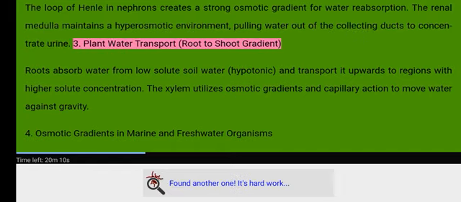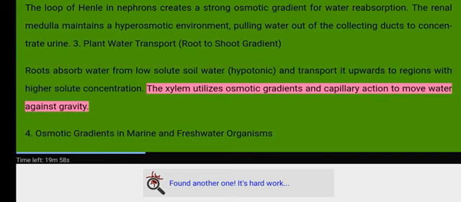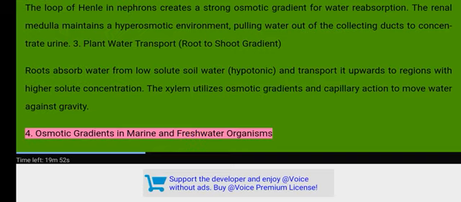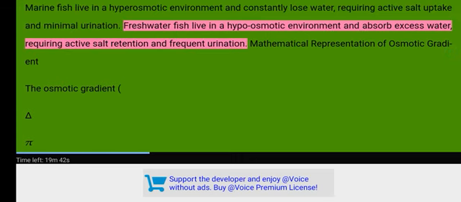3. Plant water transport, root to shoot gradient. Roots absorb water from low solute soil water, hypotonic, and transport it upwards to regions with higher solute concentration. The xylem utilizes osmotic gradients and capillary action to move water against gravity. 4. Osmotic gradients in marine and freshwater organisms. Marine fish live in a hyperosmotic environment and constantly lose water, requiring active salt uptake and minimal urination. Freshwater fish live in a hypoosmotic environment and absorb excess water, requiring active salt retention and frequent urination.